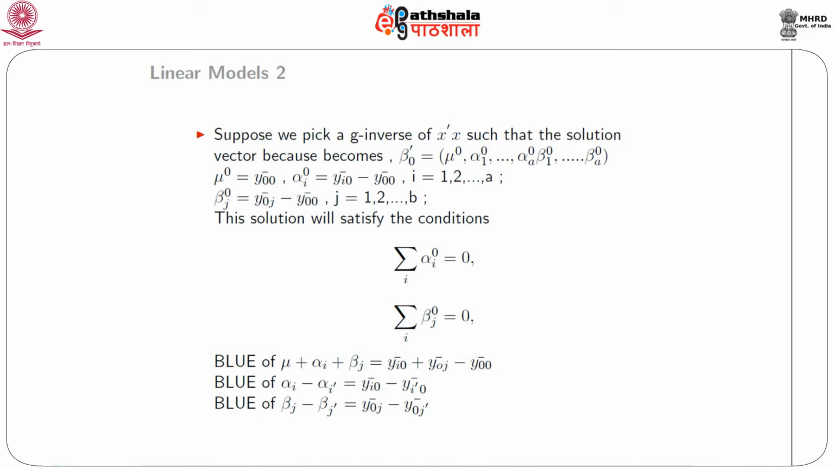So, you should understand that mu to the power 0 is not undefined even if mu is equal to 0. Thus, we say in this case 0 is a superscript and not a power. So, beta j to the power 0 is also a similar expression. Now, this solution will satisfy the conditions summation alpha i to the power 0 equal to 0, summation beta j to the power 0 equal to 0.